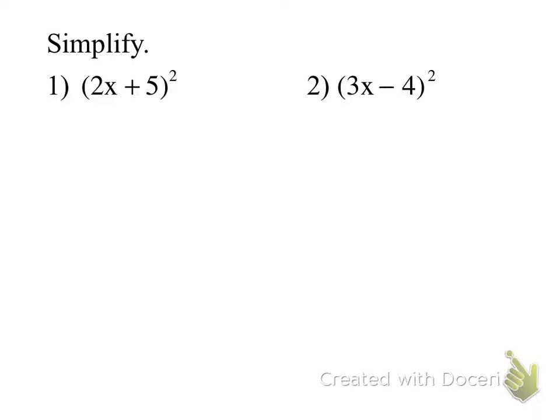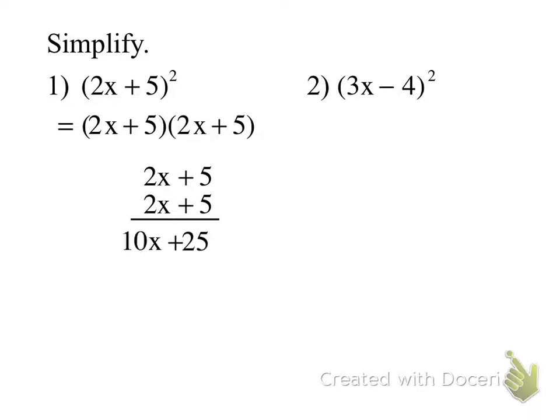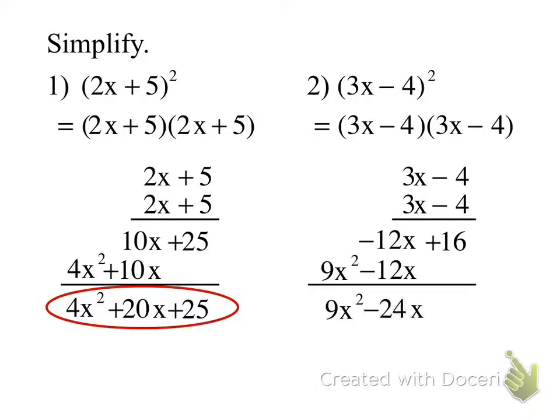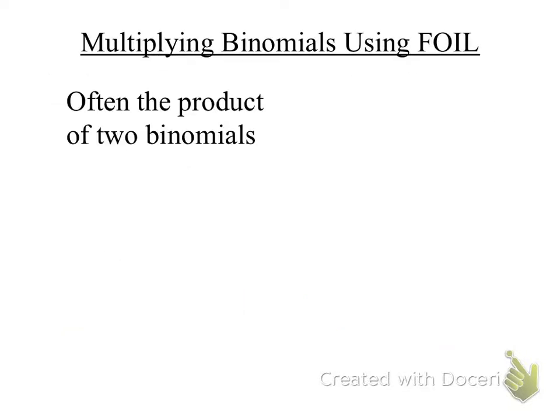Okay, pause the recording and you try this. Number 1 should have been 4x squared plus 20x plus 25. Number 2 should have been 9x squared minus 24x plus 16. All right, so FOIL. I'm showing it to you.